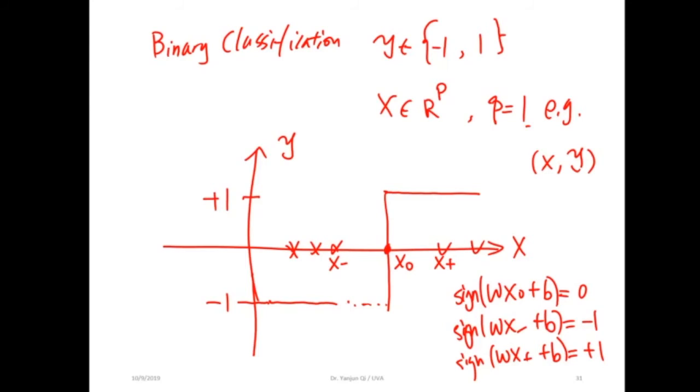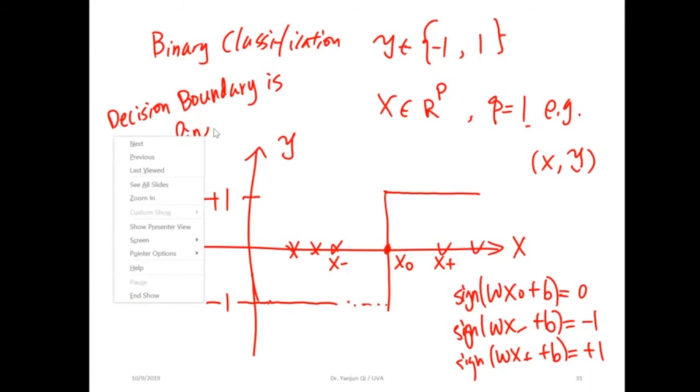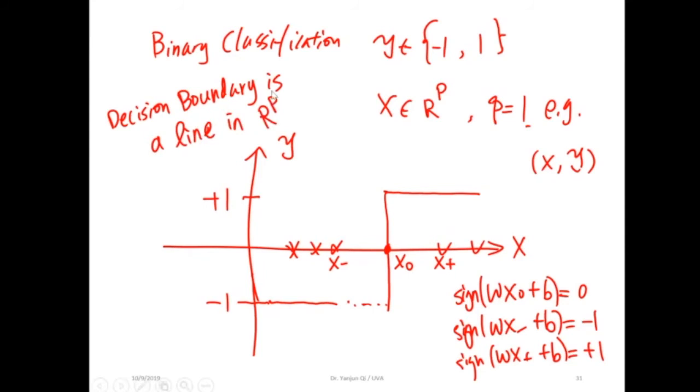Every point on the decision boundary, and the decision boundary is a line or a hyperplane in the R^p space, in the X space, because that's just the definition, right? Those points on the decision boundary will follow Wx plus b equals 0. All right, so I think this is hopefully clear.